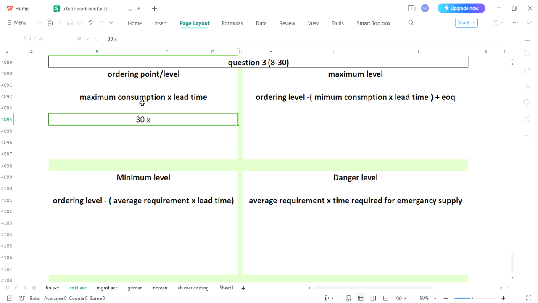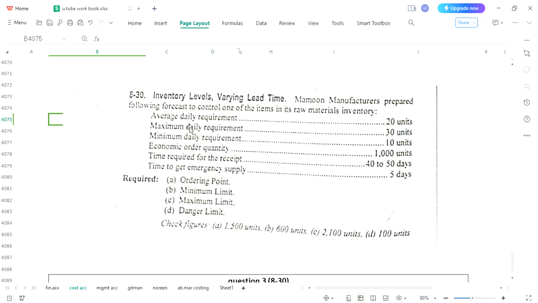We are following this formula: maximum consumption or requirement, 30 units, and you need to multiply by the lead time, which is given in your question as time required to receive. This is your lead time, 40 to 50 days. There are two timings given, and since we are using the maximum daily requirement, for maximum we will use maximum time, for minimum requirement we will use minimum time, for average requirement we will use average time.